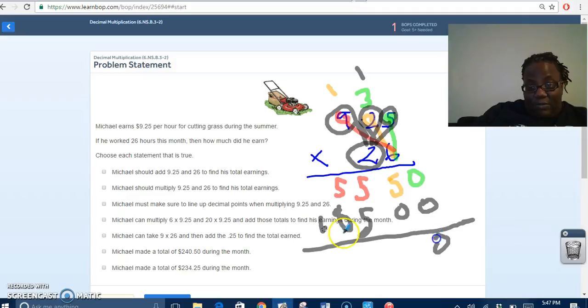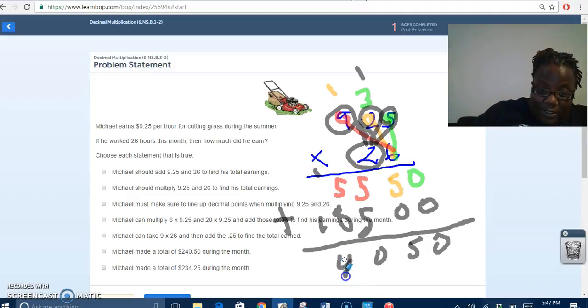0 plus 0. Remember, this is just adding. 5 plus 0. 5 plus 5. 8 plus 5 plus 8 plus 1 is 8. 9, 10, 11, 12, 13, 14. 1 and 2.